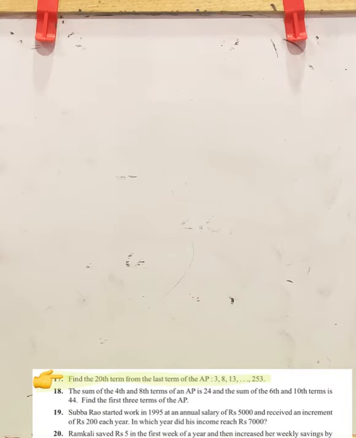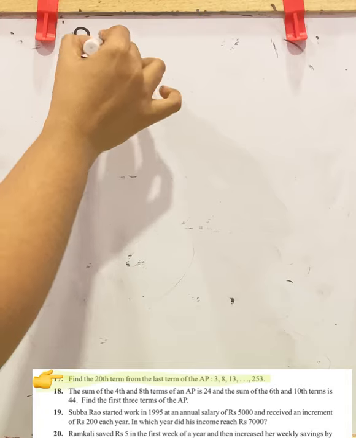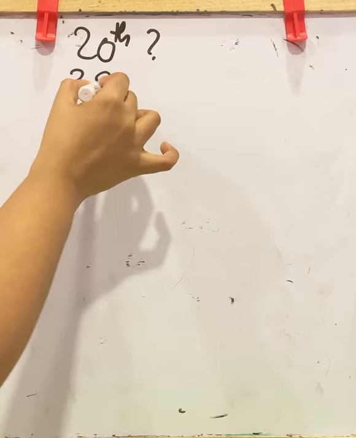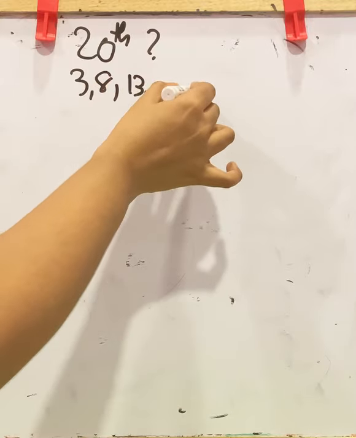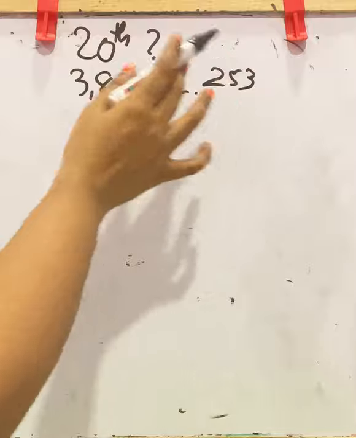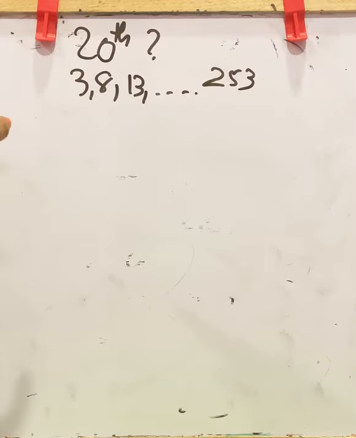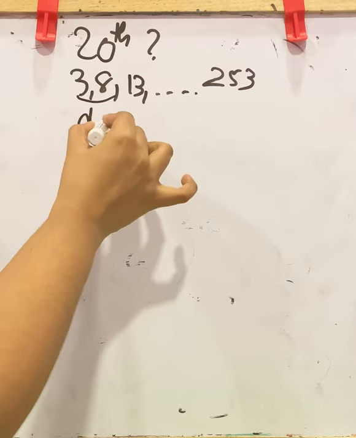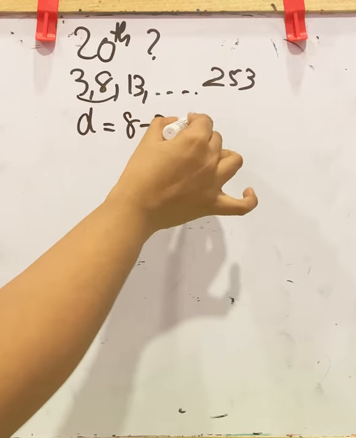Next question. Find the 20th term from the last term of the AP 3, 8, 13, ..., 253. That is, we have to find the 20th term. Now, the AP is 3, 8, 13, etc. up to 253. This is the last term. From this, you have to find the 20th term. Here, we can find the difference. d = 8 - 3 = 5.